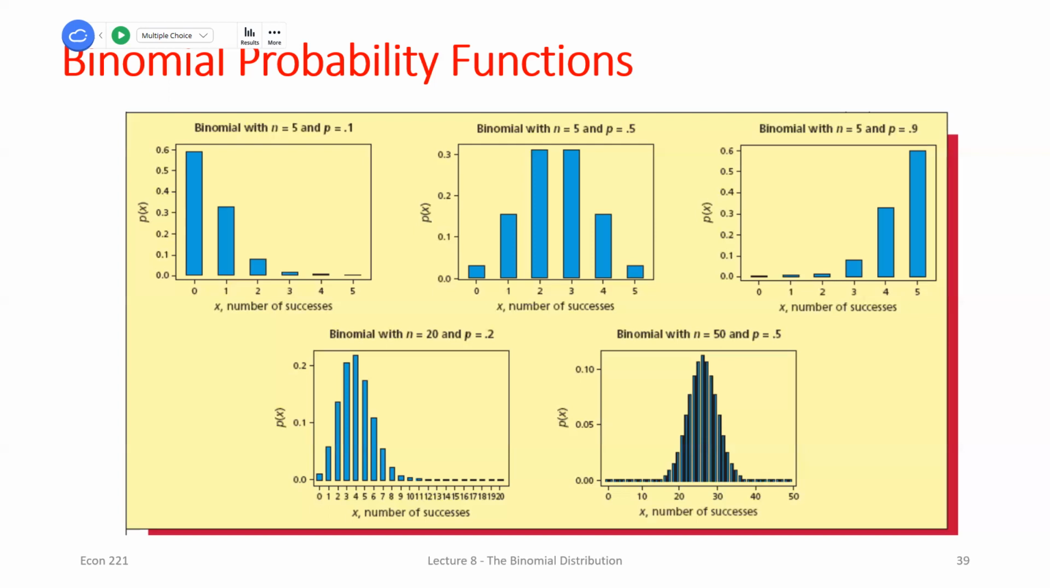If I'm flipping a coin 50 times, the probability I see 0 of them come up heads, or the probability I see all 50 of them come up heads, should be really, really low, right? Really close to 0.